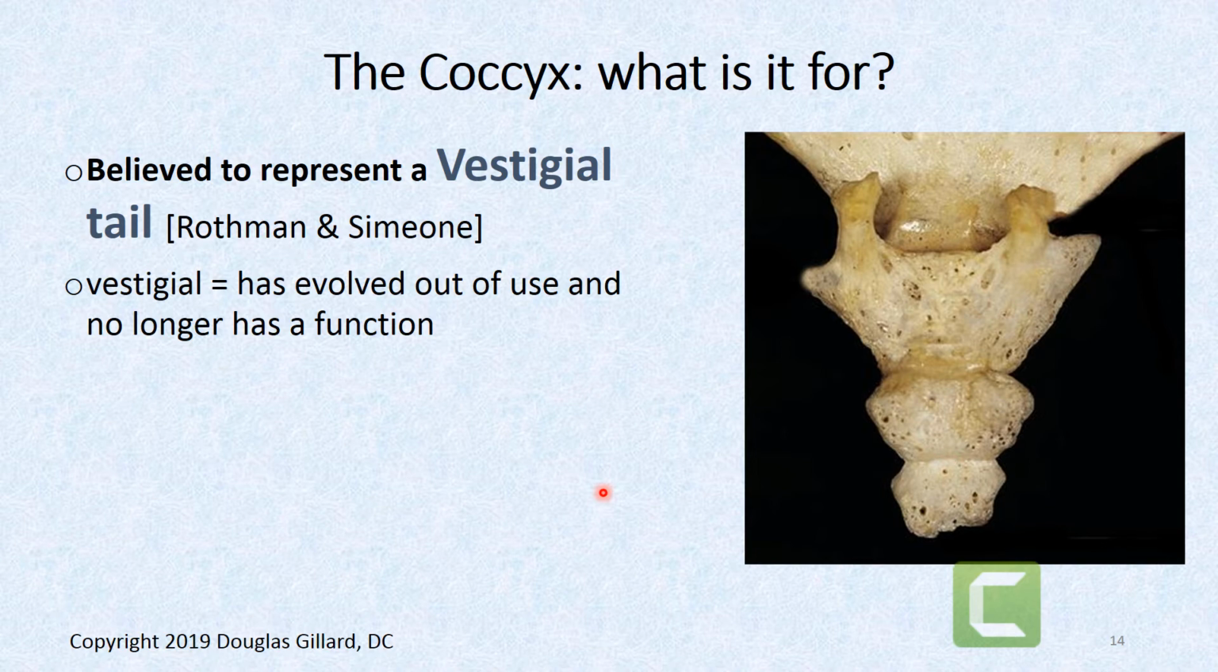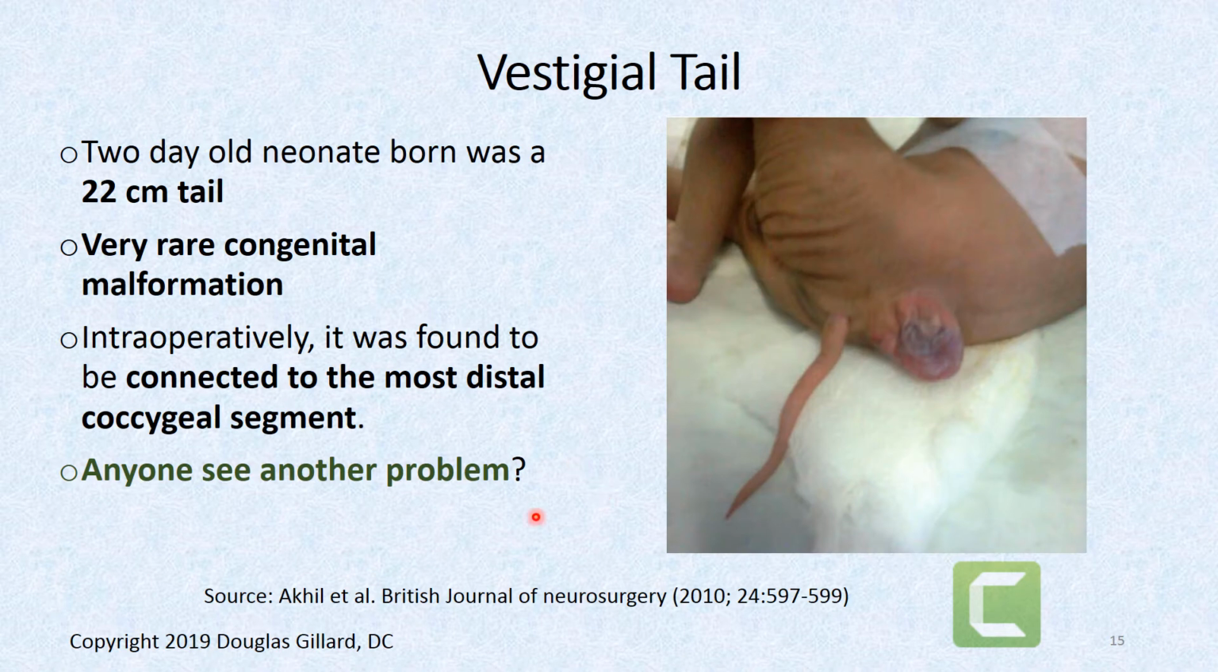What's the proof that it's a tail? Well, I always present this case from the British Journal of Neurosurgery, quite a prestigious journal. So a 2010 article where a baby was born with a tail. And surgically, it was found to be connected to the coccyx. So there's a tail that grew back from the days of old. Anybody see another problem with this?